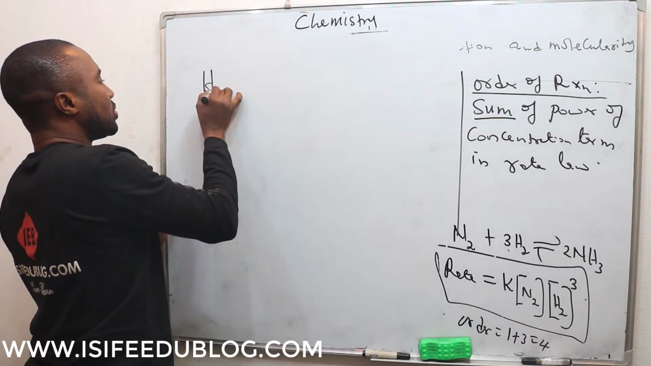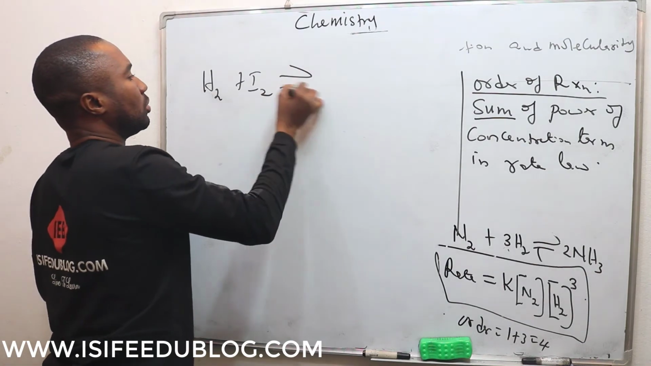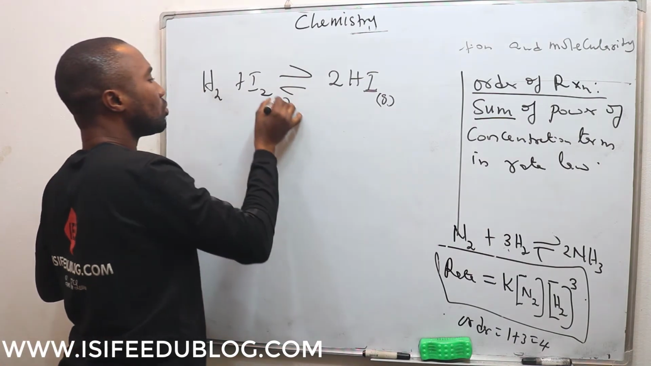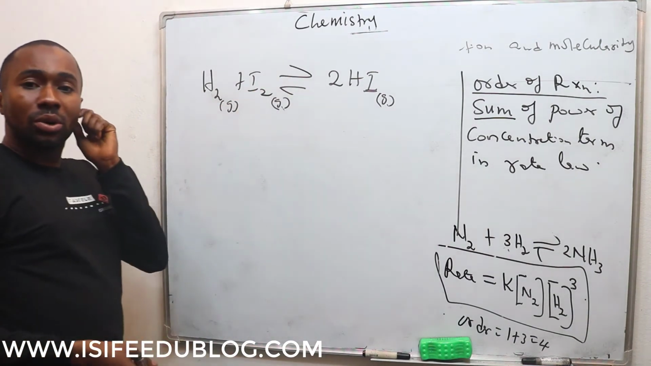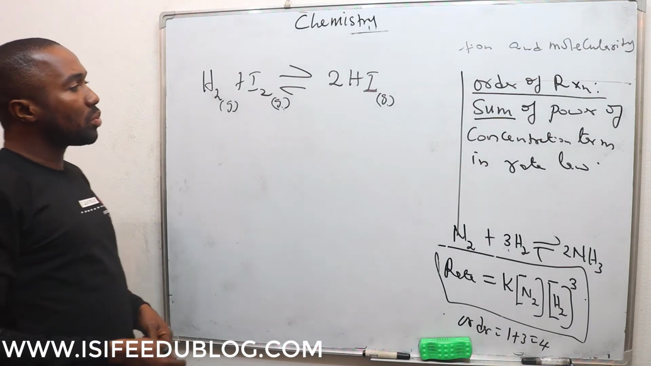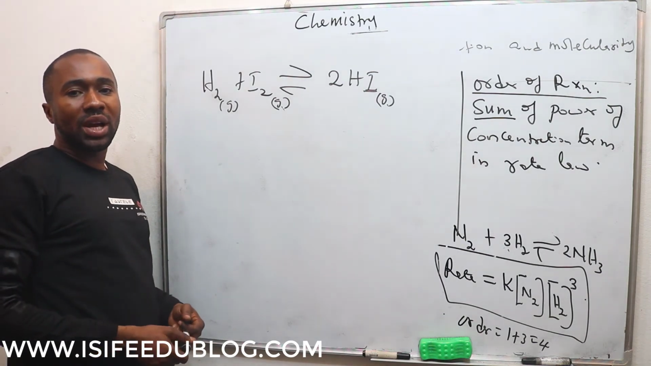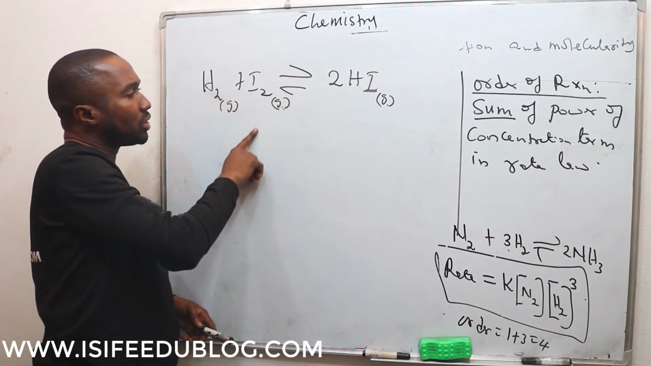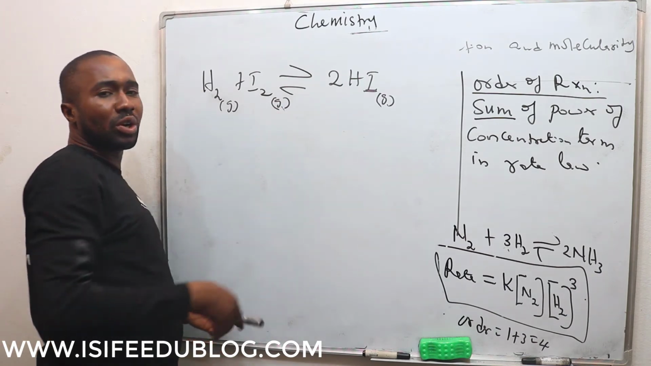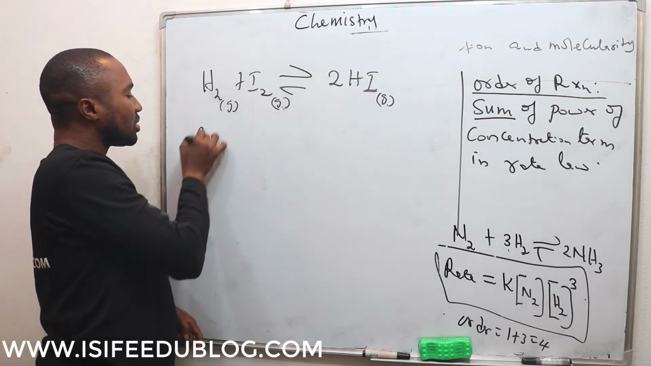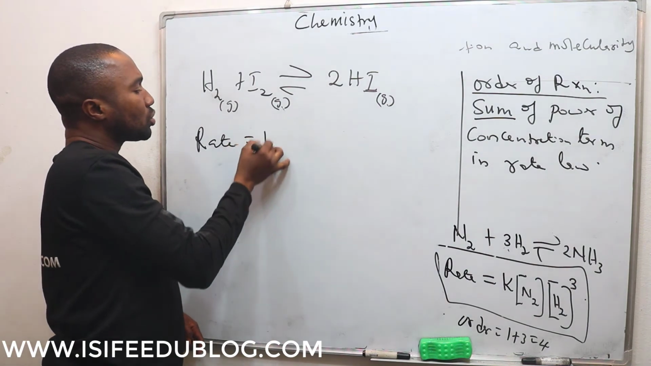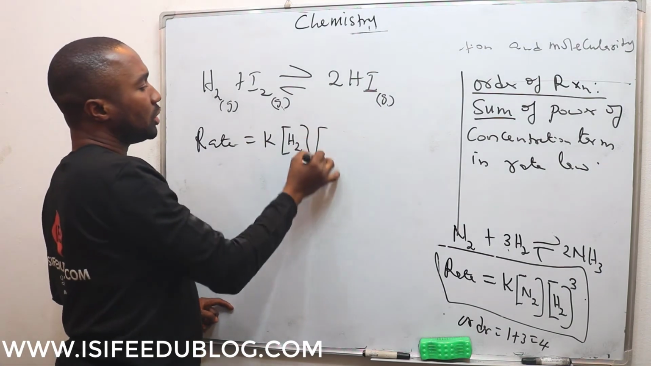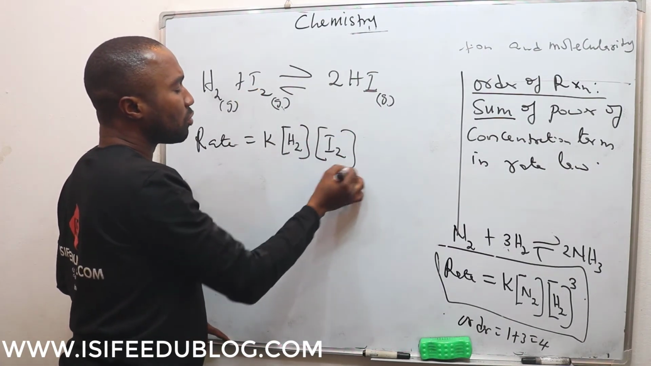If I have hydrogen plus iodine, and I'm having a product, hydrogen iodide, and the question says you should find the order of this reaction. With the equation here, we can get the order, but the actual way to get order is from an experiment. But this is an equation relating hydrogen and iodine. From this equation, if I'm asked to determine the order of the reaction, what I will say is that the rate of reaction is equal to K, then the concentration of hydrogen, number of mole here is 1, and the concentration of iodine, number of mole is 1.